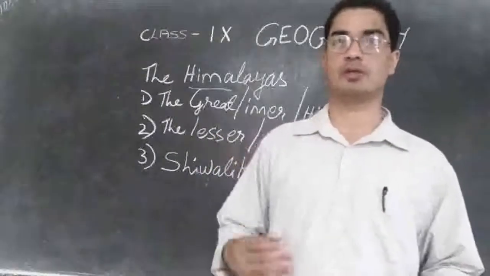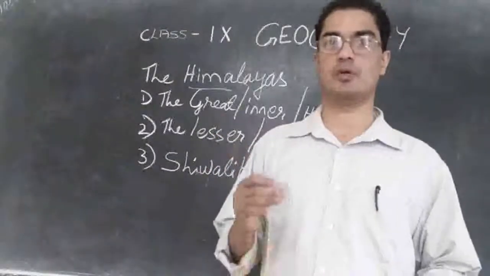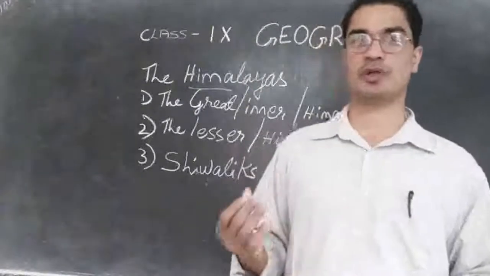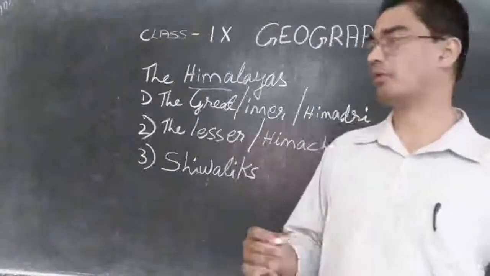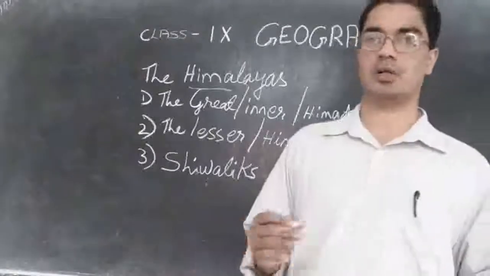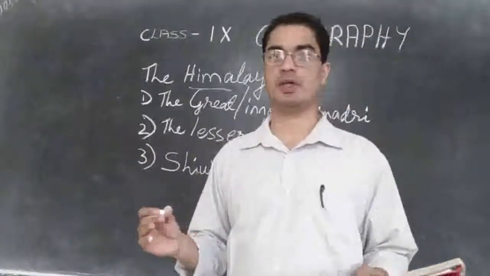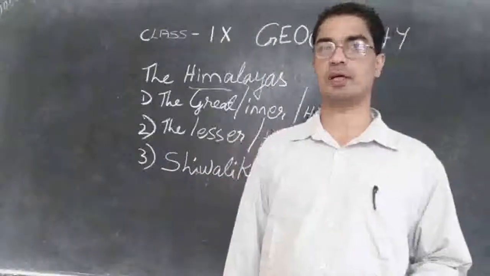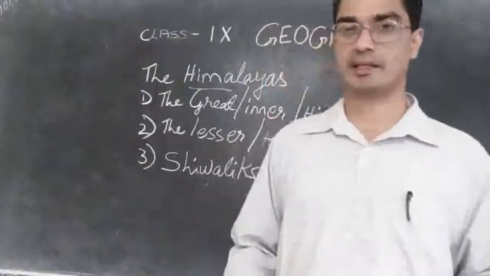Sometimes it may be asked in the exams, where do you find the duns? So what will be your answer? The duns are found in the longitudinal valley between the Lesser Himalaya and the Shivalis. That's what you have to explain.